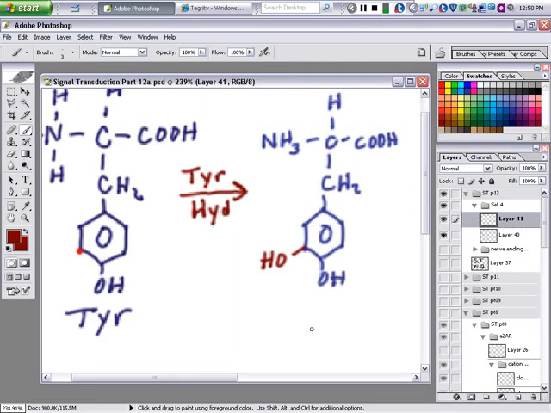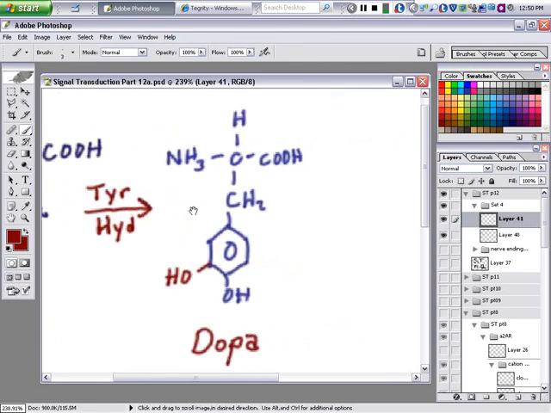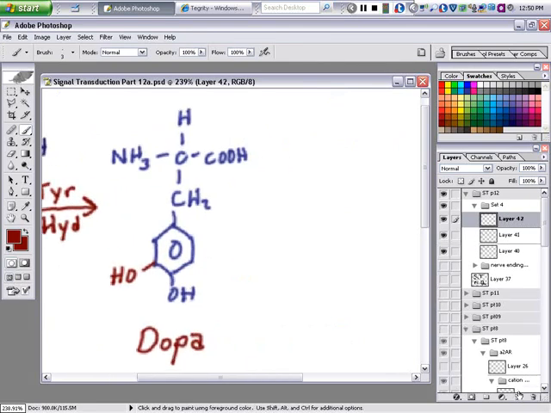And so what's the name of this new compound? Dopa. That compound is dopa. The old one was tyrosine, but now we formed dopa. Make sense so far? The next thing that's going to happen is we need to remove this hydroxyl group here. This hydroxyl group needs to go away.